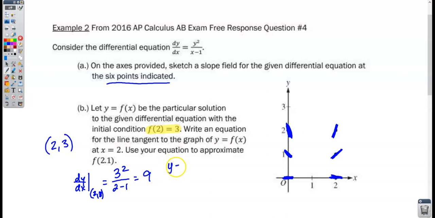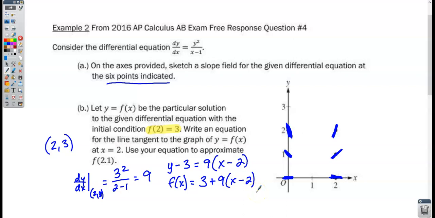Therefore, our tangent line is y minus 3, y minus the y coordinate, equals the slope times x minus the x coordinate. And if I wanted to, I could write this in functional form. I can add 3 to both sides. And then the function here is 3 plus 9 times the quantity x minus 2.